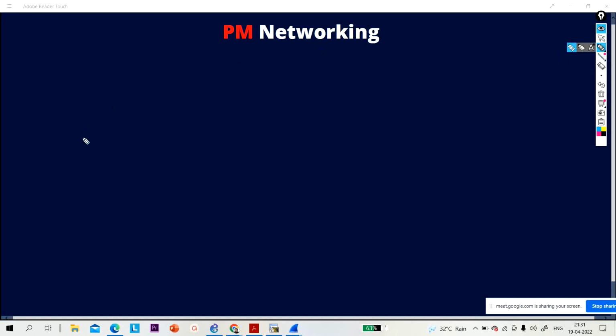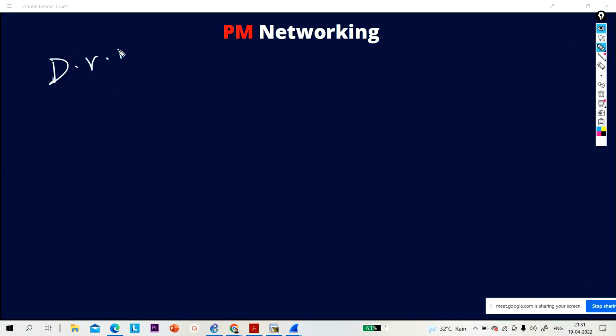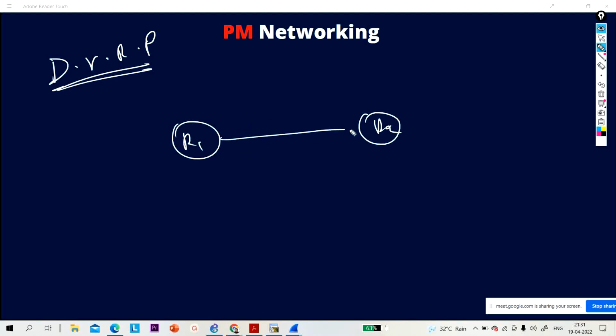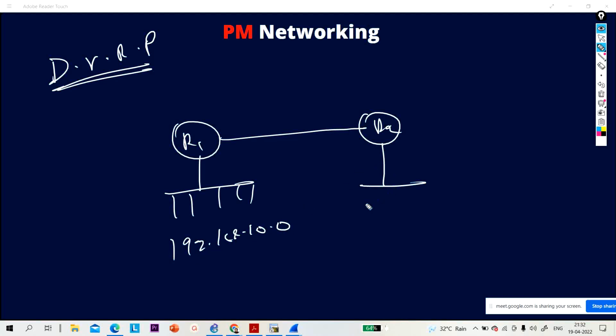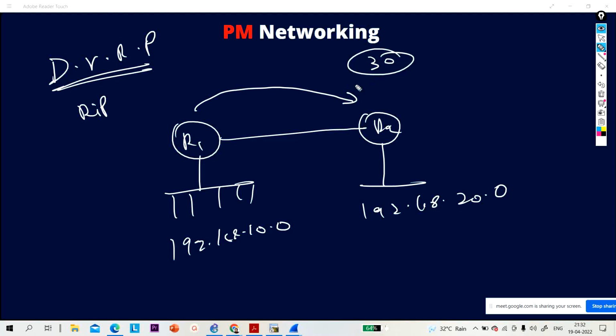See, in a distance vector routing protocol, problem number 2: there is one router R1 and one more router R2, both connected. Suppose here I am running network 192.168.10.0 and here I am running 192.168.20.0. RIP will send a message every 30 seconds to R2, saying there is one network 192.168.10.0, and for this network I will be your next hop.